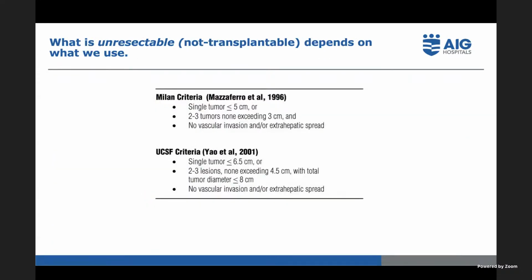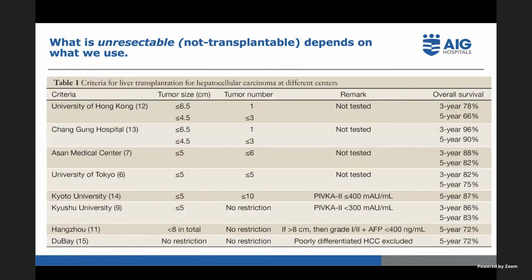These are very old criteria. Milan was in 1996, the UCSF in 2001, but both of them still hold good. This is more useful in people who are non-transplantable. Anything below this is transplantable. Also keep in mind that these criteria may be exceeded, or we can overrule them, when we have a non-cirrhotic background liver. Then there are also some criteria from the East.